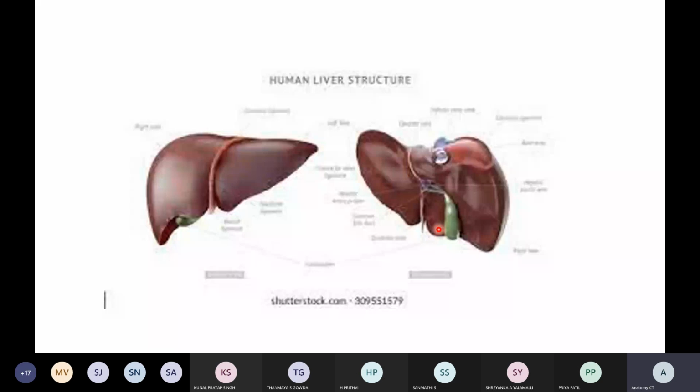Caudate, caudate, and this is quadrate, quadrate. It means C is above, Q is below. C in ABC comes first, and Q comes last. That is the reason Q goes to the lower side. This is how we have to remember the caudate lobe and the quadrate lobe.